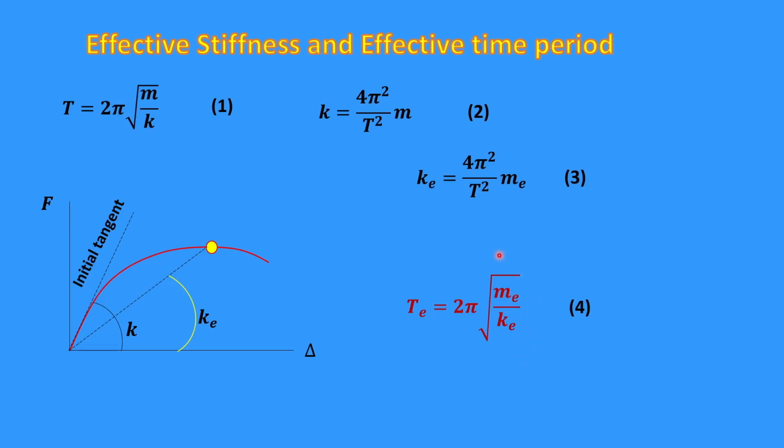Effective time period is given from equation 1 again, putting the effective mass and effective stiffness here in equation 1. So T equal to twice pi under root Me by Ke is the effective time period. Effective stiffness is a physical quantity, as you can see here from the force displacement response. In contrast, effective time period is a concept and given by equation 4.